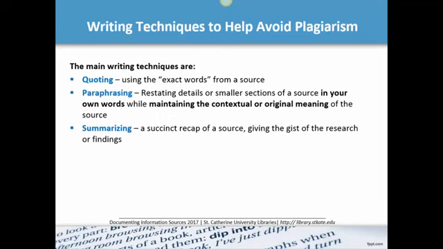There are three main ways to incorporate the words and ideas from a source into academic writing. Those techniques are quoting, or using the exact words from a source; paraphrasing, which means to restate information from a source in your own words; and summarizing, which gives a brief overview of the research findings found in an information source. Other videos describe quoting and summarizing, and this one gives techniques for paraphrasing.